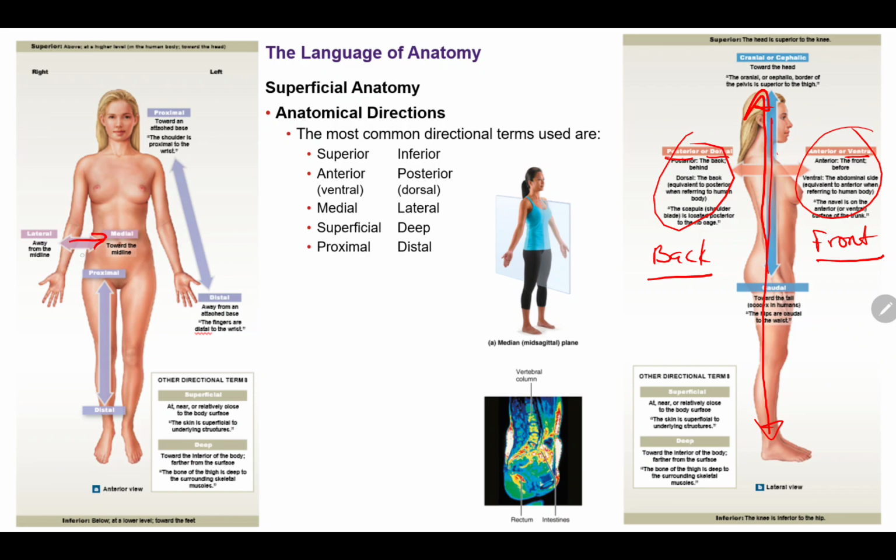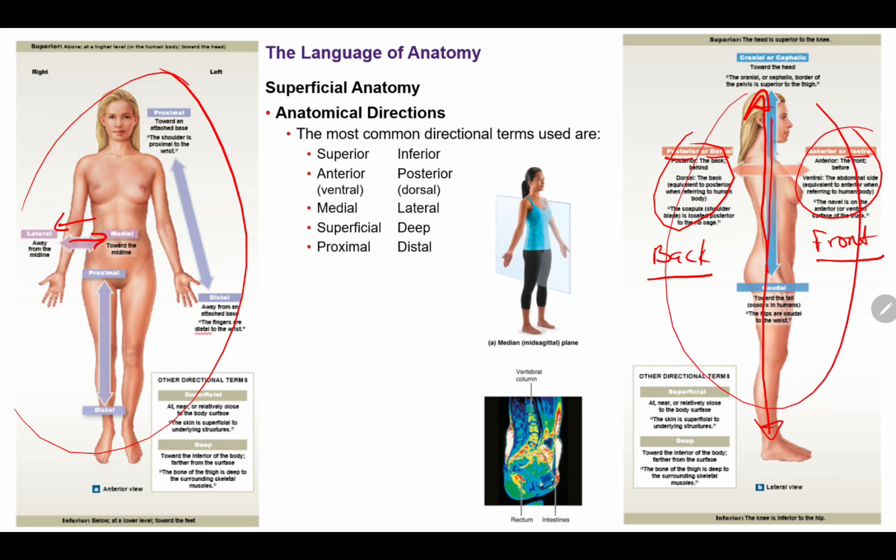Medial means toward the midline, whereas lateral is the opposite, away from the midline. Superficial is what you can see, on the outside. Deep is further within the body. Proximal means toward the attached base, whereas distal means away from that attached base. So your hip is more proximal compared to your knee, or your toes are more distal compared to your ankle. So remember those anatomical directions.